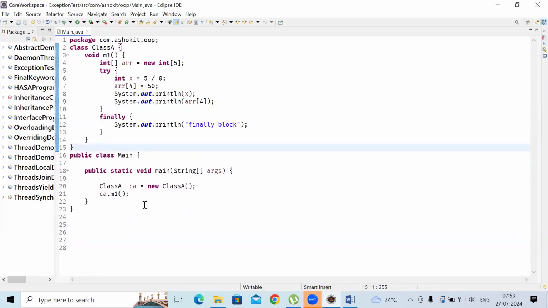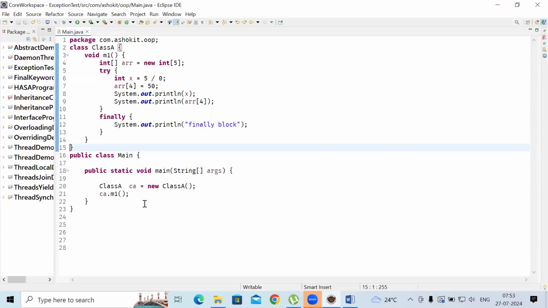Tell me in this code, who is going to handle the exception? First of all, I want to ask a question. Is the caller method handling the exception? First of all, question number one: who is the caller method of M1? Main. Main, correct.